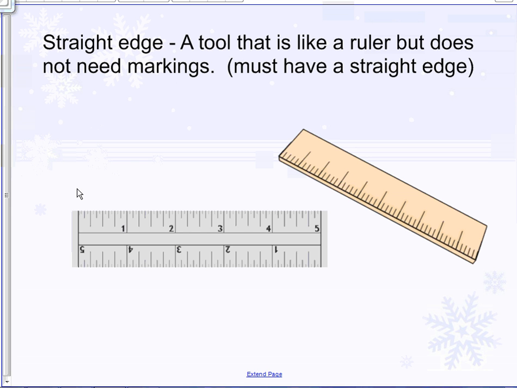The next item that you're going to need to use is a straight edge. Straight edge is pretty straightforward. It's a tool that is like a ruler but does not need to have markings. So it could be a ruler. It could also be the side of your book. It could be just a piece of straight wood or plastic or whatever. Side of your notebook, okay, as long as it's straight.